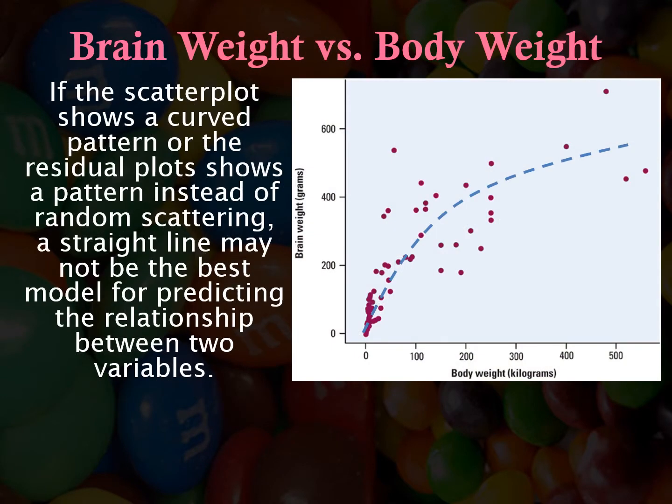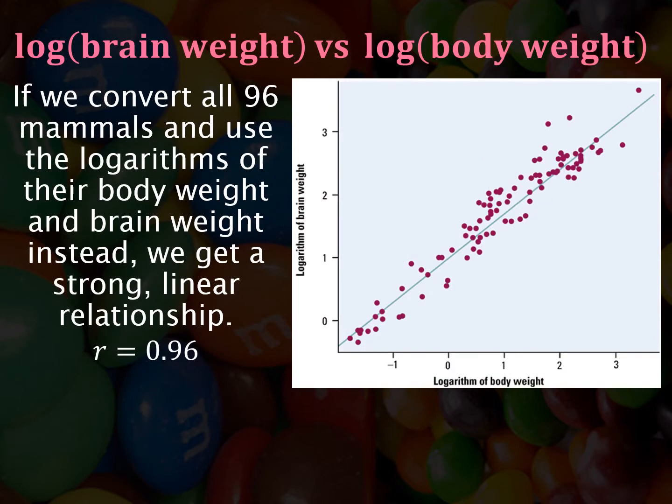So one of the examples is body weight versus brain weight. I'm skipping the first picture. We have 92 data points, and you can see there's a curved relationship, and that just tells you that the linear relationship is not the best model for relating two variables, brain weight and body weight of mammals. So I'm skipping a lot of the stuff here.